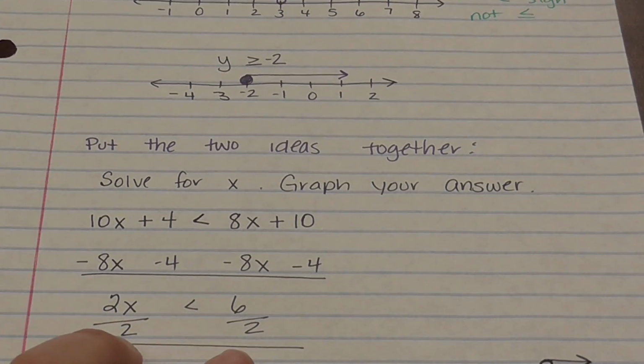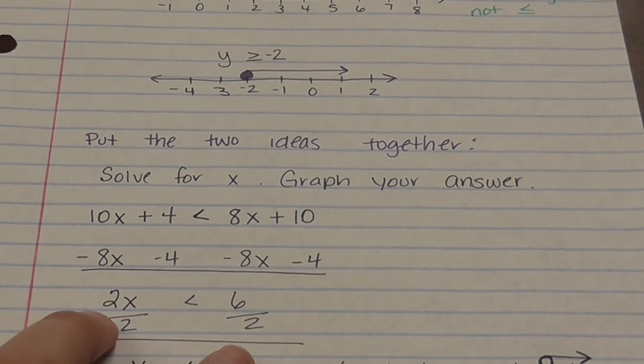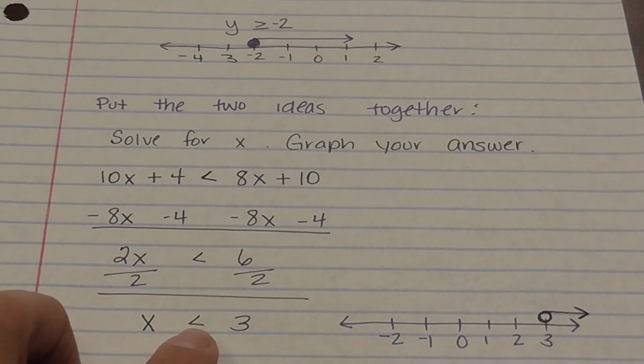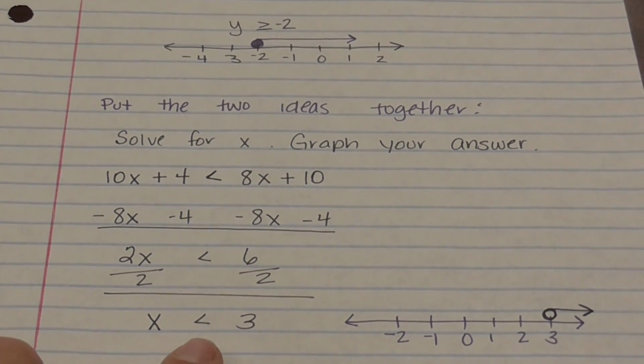Then you would divide by 2 to get the x by itself. Because the 2 is a positive number that you're dividing by, I don't change my sign when I write my answer as x is less than 3.